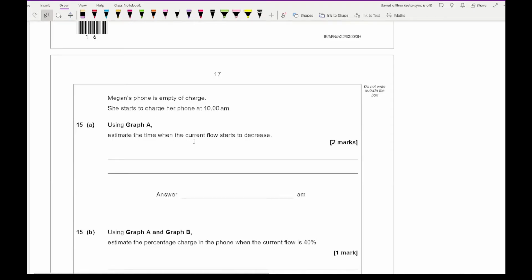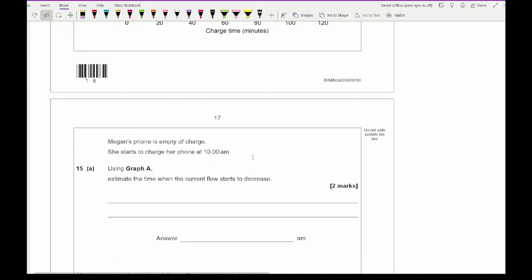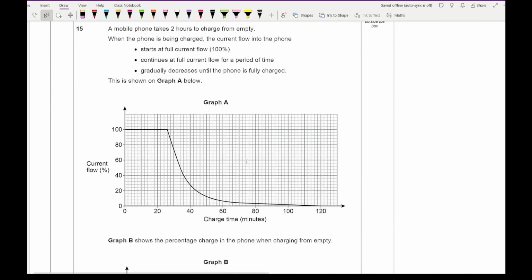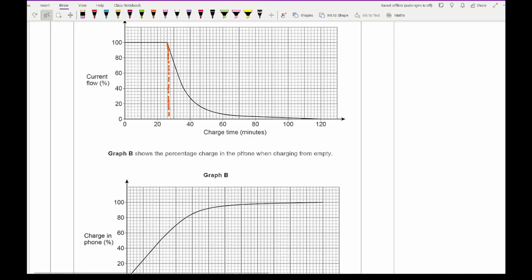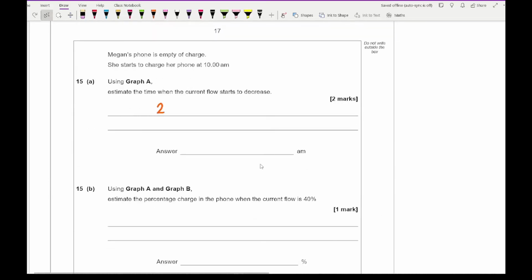Using graph A, estimate the time when the current flow starts to decrease. So using graph A, we're looking for when the battery starts losing power. Well, it starts losing power at this point here. Then if we work out how many minutes there are, each little box represents 2 minutes. So this little distance here is 6 minutes, which means at this point it's going to be 26 minutes. So it starts losing charge after 26 minutes. From 10 a.m. we add 26 minutes, so it's going to be 10:26.